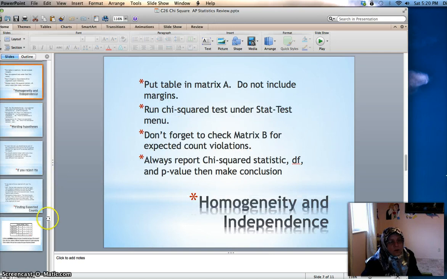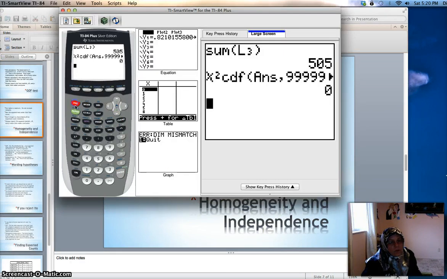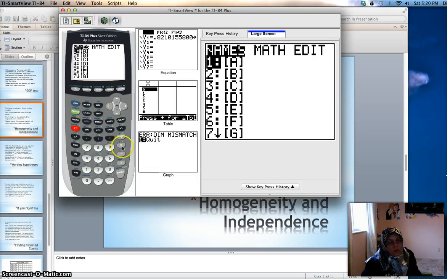So what about homogeneity and independence? How do you do those? Well, everybody does this the same way. You put the table in question in matrix A, not including any of the totals, no margins. Then you run the chi-squared test under stat test menu. And then make sure you go back and check in matrix B to see if there was an expected cell count condition violation. And then make sure you report the chi-squared statistic, the degrees of freedom, and the p-value to make your conclusion. Okay, so second x to the negative 1 is where matrices are.